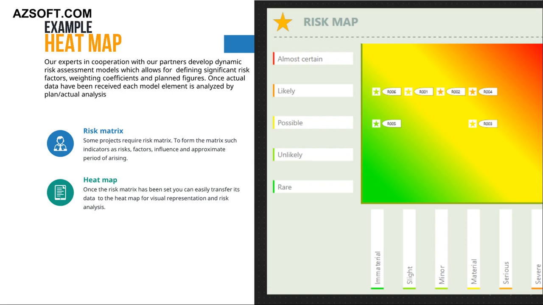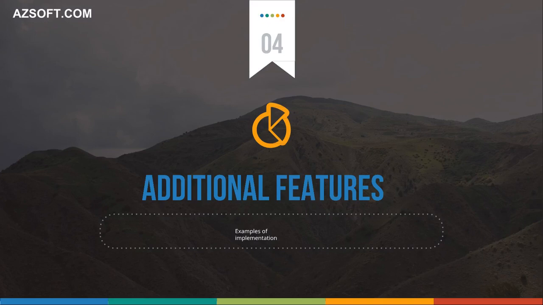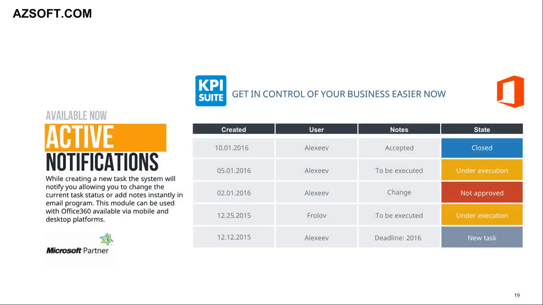Heat map. Once the risk matrix has been set, you can easily transfer its data to the heat map for visual representation and risk analysis. Now for some additional features. Active notifications: while creating a new task, the system will notify you, allowing you to change the current task status or add notes instantly in the email program. This module can be used with Office 365, available via mobile and desktop platforms.